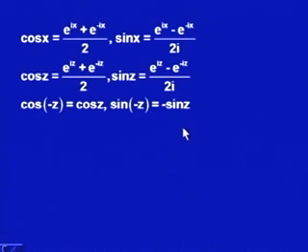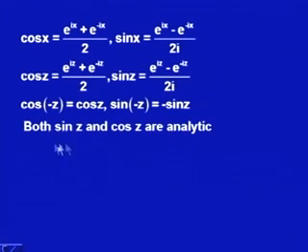Since cosine and sine are expressed in terms of e to the i z and e to the minus i z, and we have already said that e to the i z and e to the minus i z are analytic functions, their sum will also be analytic, and divided by 2 is also analytic. In the same way sin z will be analytic. So we conclude that both sin z and cos z are analytic functions of z.